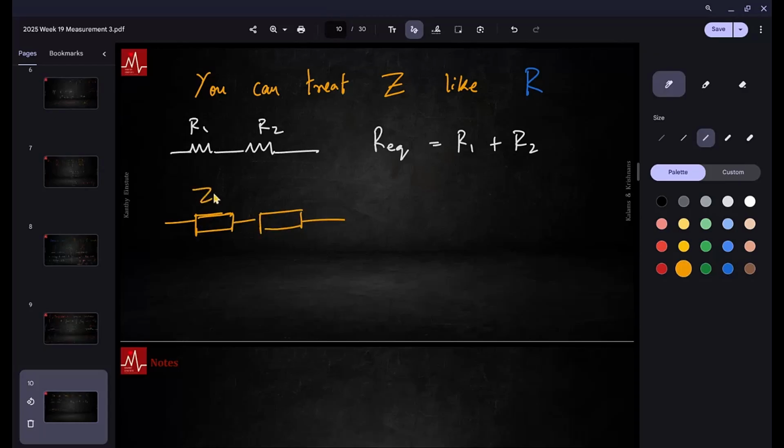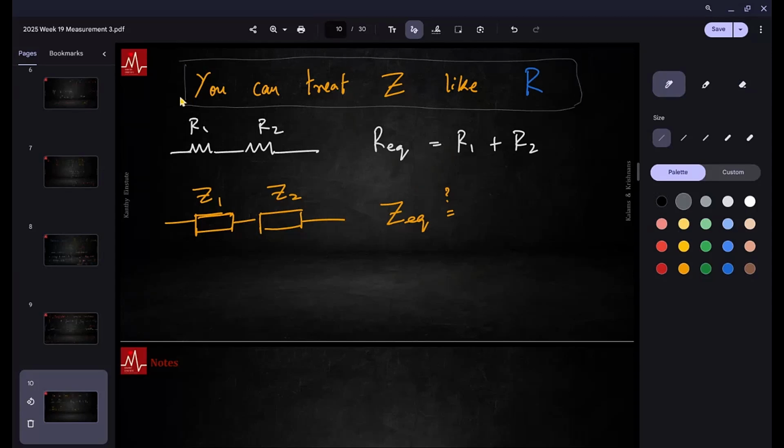Now, some element with impedance Z1, some element with impedance Z2. What is Z equivalent? The rule is that you can treat Z like R. In fact, the convenience is that you can treat Z like R. This is good. So that question is fairly easy. This is just Z1 plus Z2.